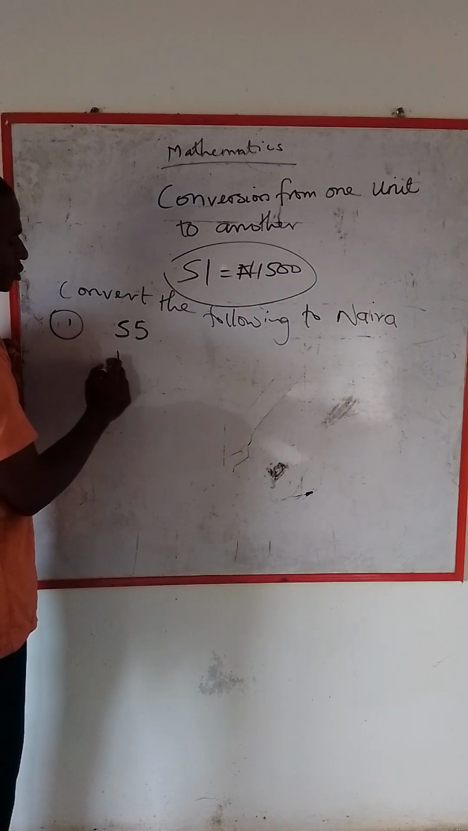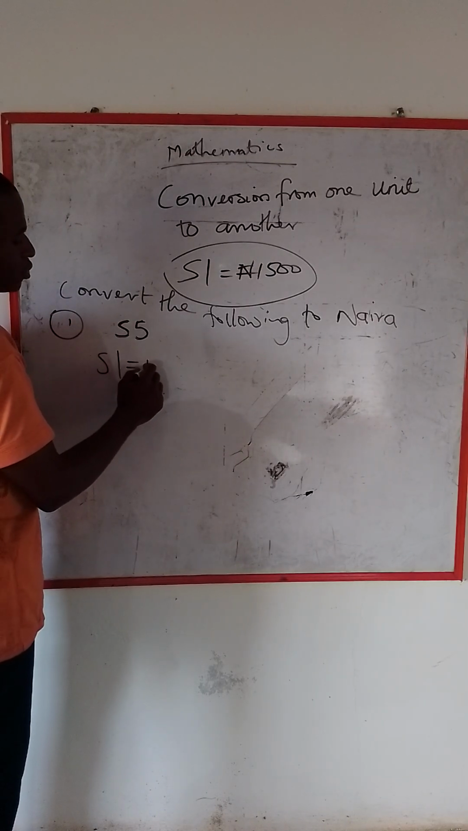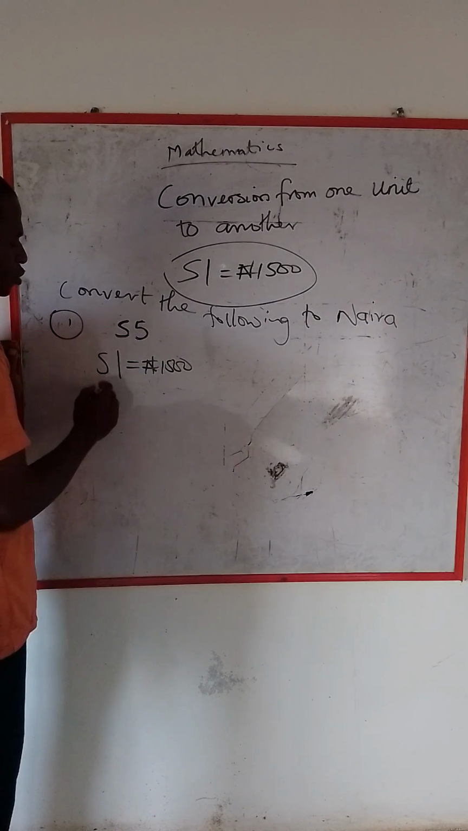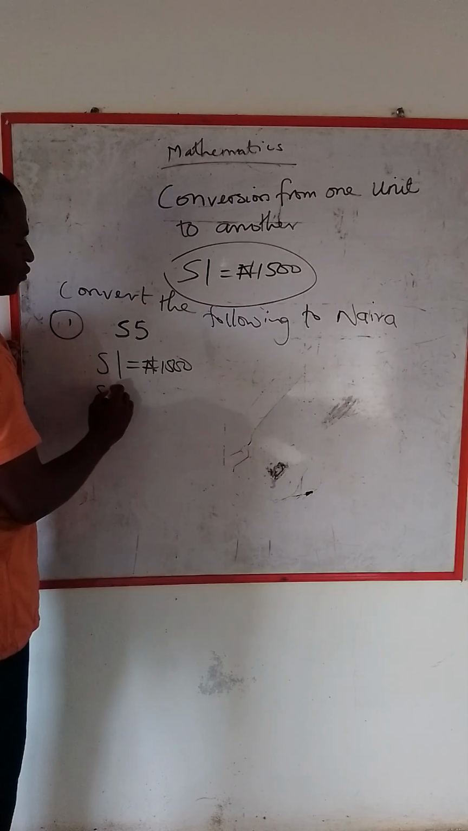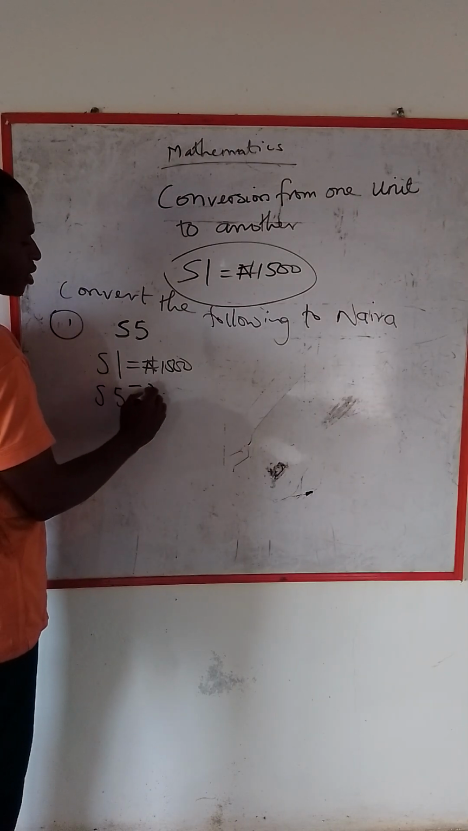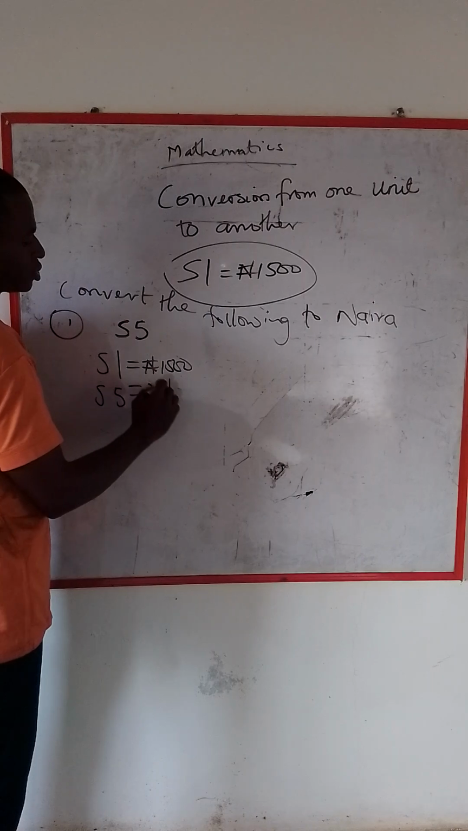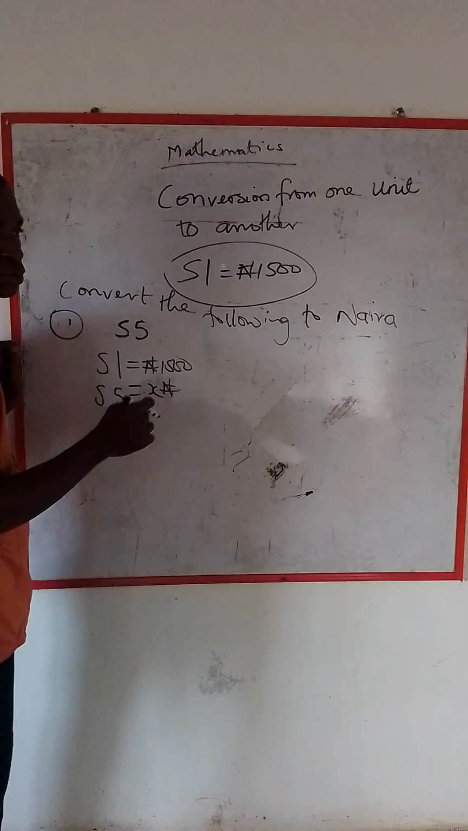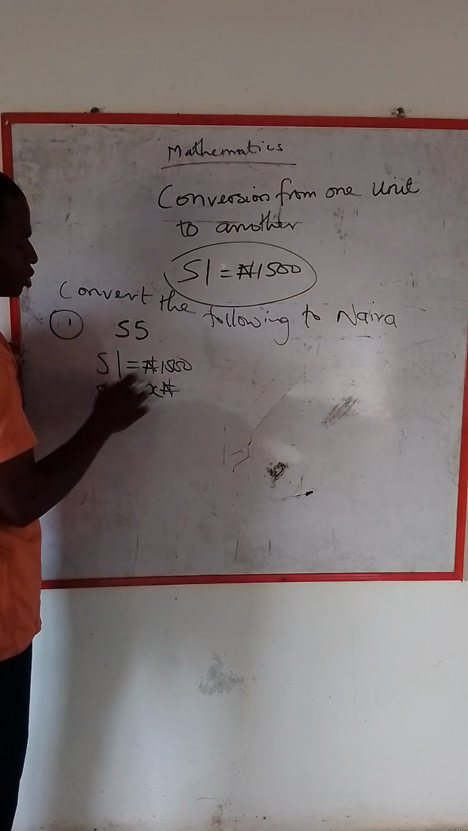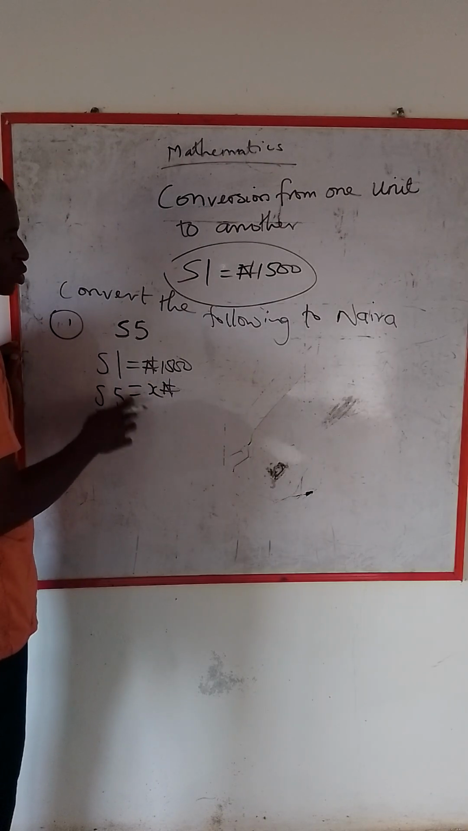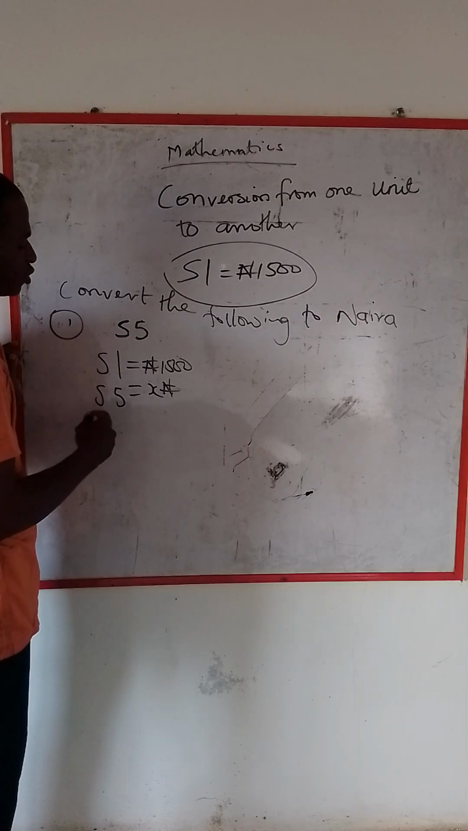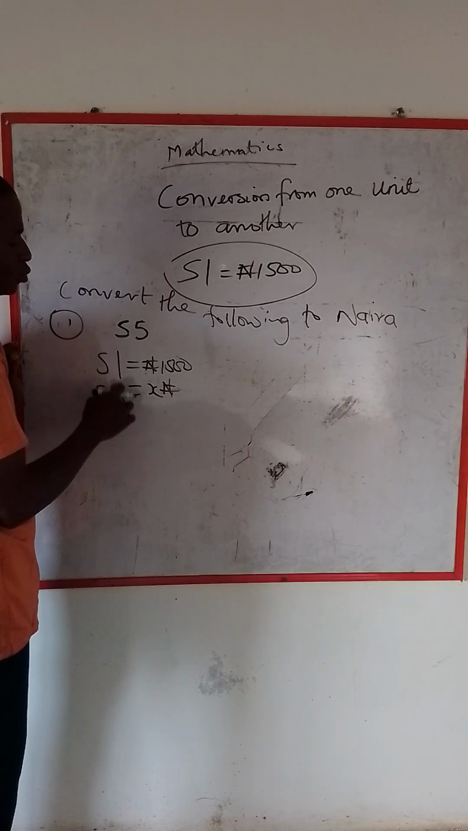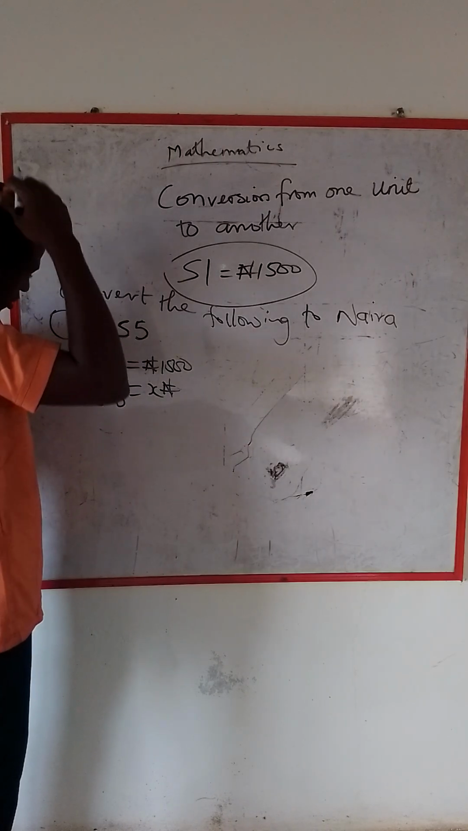Don't forget, $1 is equal to 1,500 naira. Then you will now bring it. $5 will be equal to X naira. You don't know what it will give us. It's an unknown value. So the first thing you do here is to cross multiply. You have to what? Cross multiply. And when you cross multiply here, we don't carry the unit alongside as we are doing this. We just cross multiply and leave the unit there.